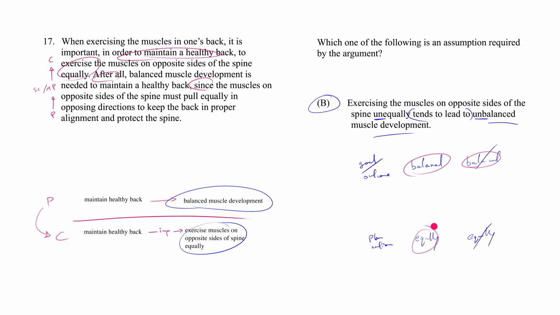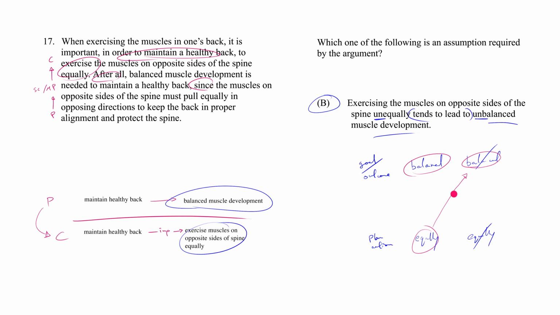You can say exercising muscles on opposite sides of the spine equally cannot lead to unbalanced muscle development, right? That has to be necessary. You have to prevent this from happening. Just imagine if you didn't prevent it. If you didn't prevent it, you are saying doing this leads to this, which means it can't lead to this. Now you've forever severed the link between premise and conclusion.